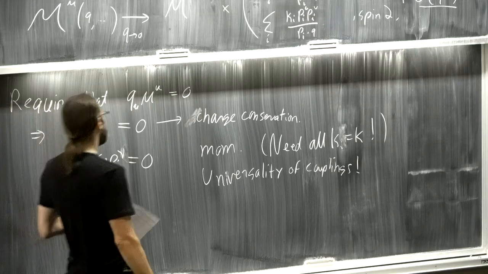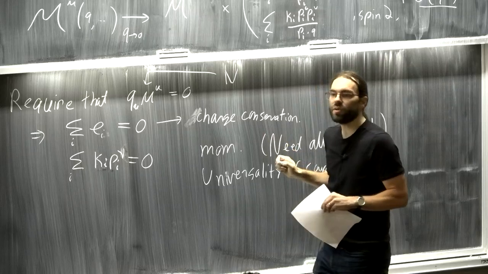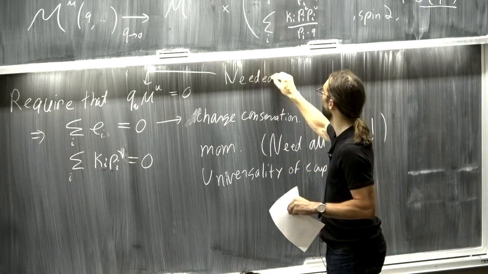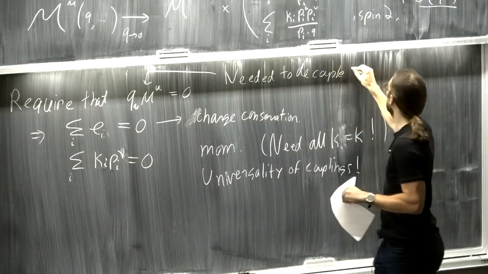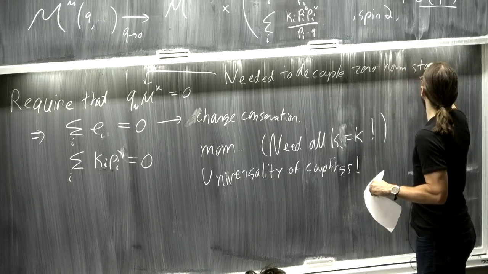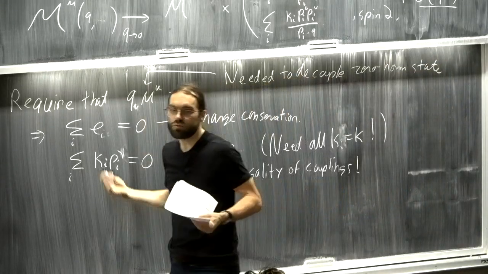Yeah, exactly. In field theory, you derive it from the Ward identity. And here, this is needed in order to decouple the null states, the zero norm states. Because q mu is a null vector, there's a polarization that has zero norm. That better do nothing.